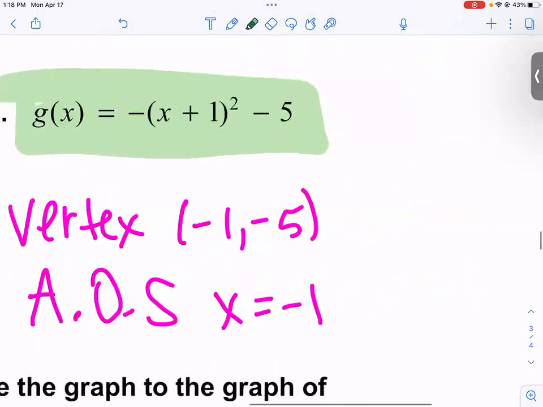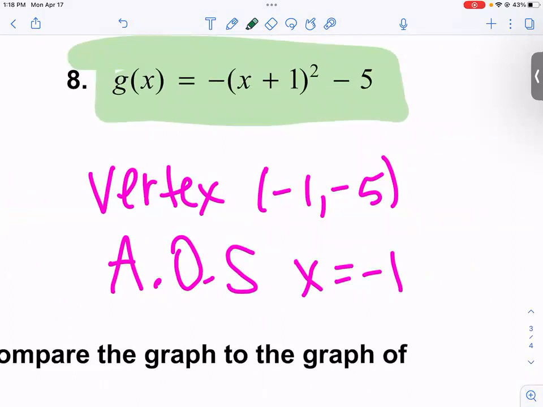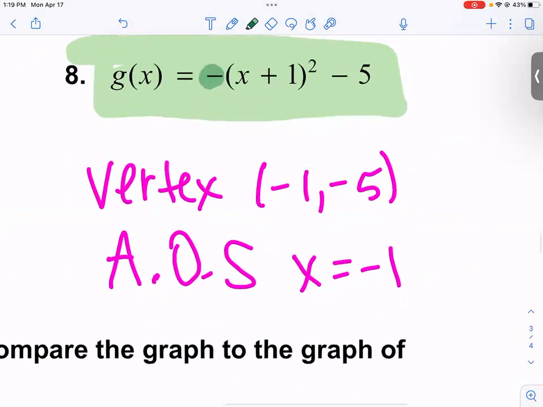So if I were to describe number 8, I would say compared to the parent graph, this is upside down and shifted left 1 and down 5. Where did I get the upside down? Because there's a negative right there.